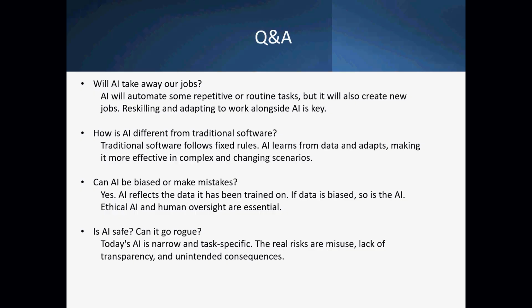Is AI safe? Can it go wrong? Today's AI is narrow and task specific. The real risks are misuse, lack of transparency, and unintended consequences. So I recently heard Expedia had to pay $1 million for a lawsuit because one of the chatbots they had built gave an offer to a customer. They had not put proper guardrails within the chatbot, and it gave an offer which they were not even offering.